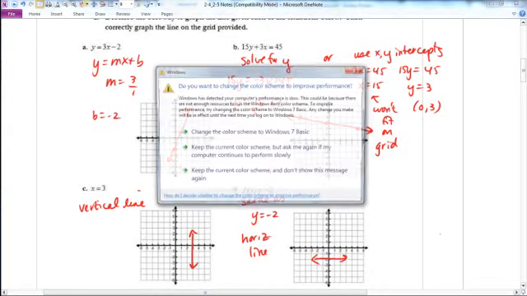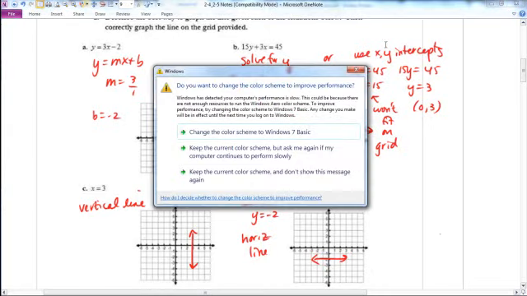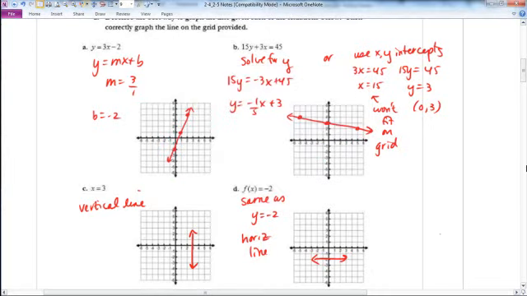For part B, this equation you can either solve for y or you can graph using intercepts. When we solve for y, we subtract the 3x over and then divide everything by 15 to get the equation y equals -1/5 x plus 3. We start at 3 on the y-axis, and then because this slope is negative, we go down 1 over 5.